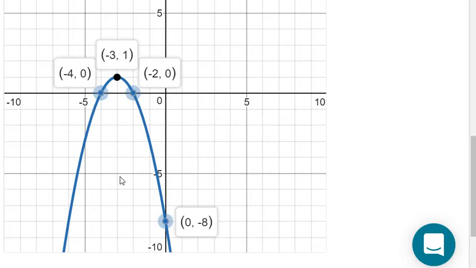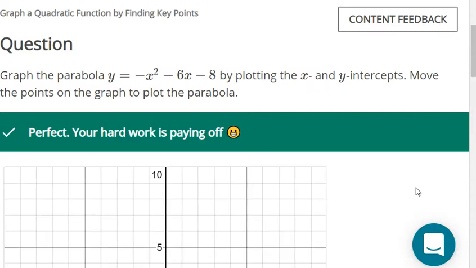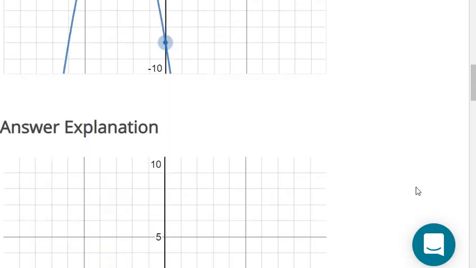Are you guys comfortable with graphing these kinds of things on Newton? This is what I would expect on an exam. I'm not going to give you anything really crazy and off the wall. So let's submit and see that we're right. Cool. Hard work paying off again. Pretty awesome.